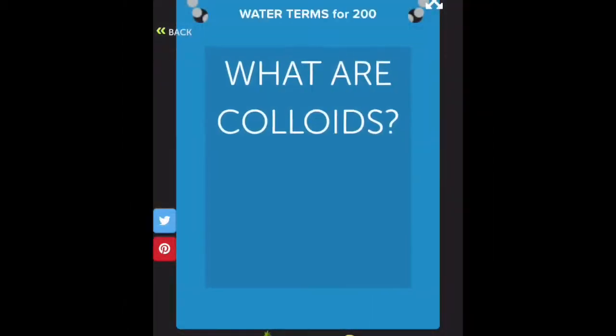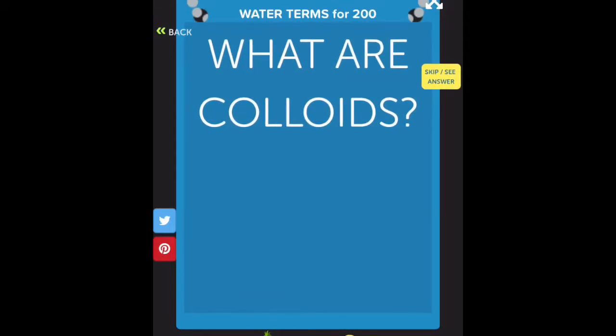Water terms 200. What are colloids? Colloids are a homogeneous mixture of which there is more of one component than of the others. Correct!